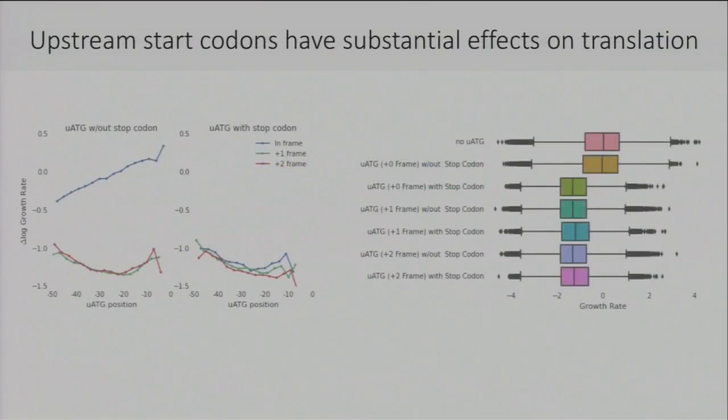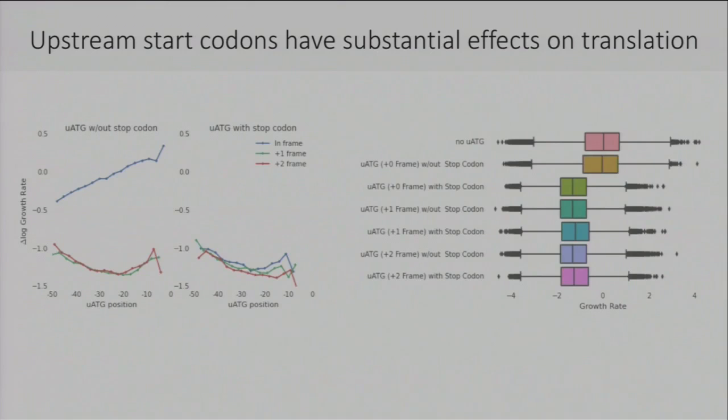As expected, upstream start codons also have a pretty significant effect, especially if they're out of frame. Anything out of frame, per position, does really poorly. And with a stop codon, everything does poorly. Without a stop codon, the in-frame stuff still does fine. Having a small upstream region in frame is fine. As you go farther and farther away, it has a larger effect on the total growth here.